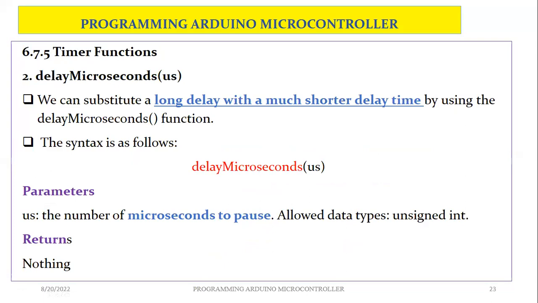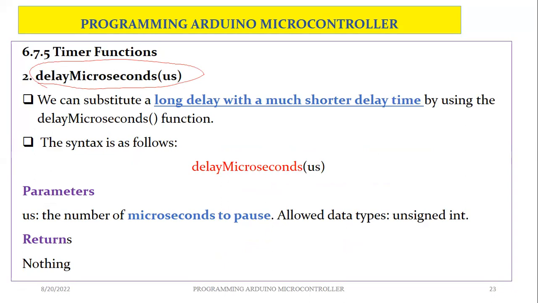But we have another timer function in the name of delayMicroseconds function. The delayMicroseconds function does the same thing as the millis function, only that now it gives us a much smaller or a much shorter time delay.